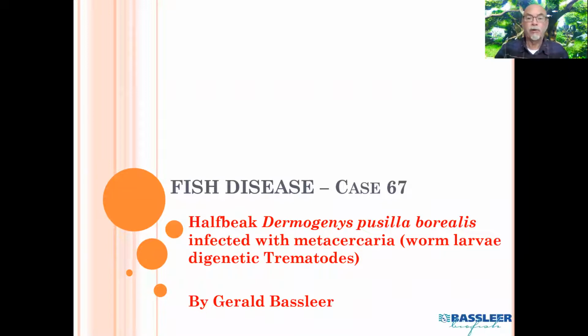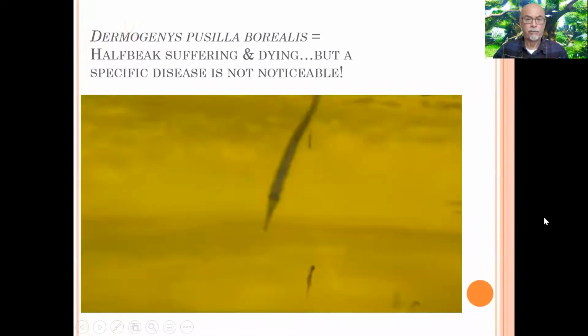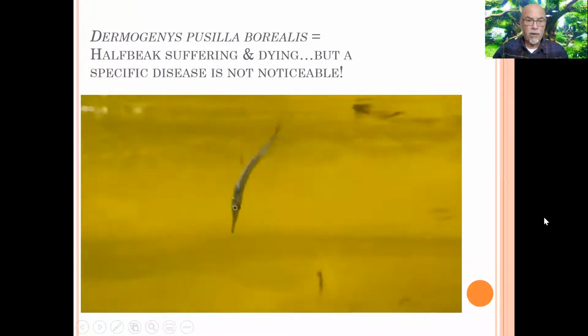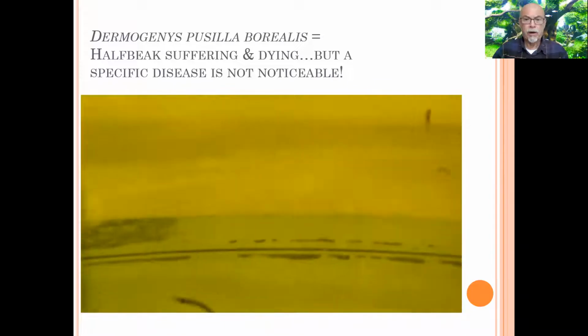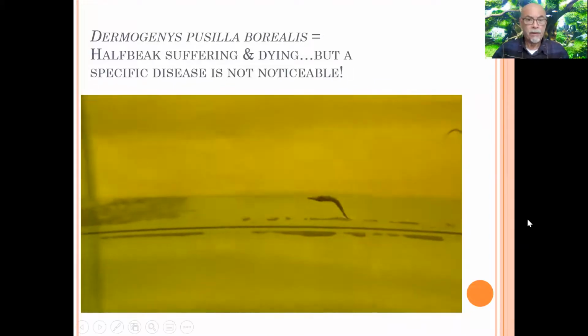Scientific name is the Dermogenys pusilla borealis, which was infected with Metacercaria. Those are worm larvae from the digenetic Trematodes. I'll show you my findings during my observation and the use of my microscope. Here we see them swimming in the water. You see them swimming very regularly, upside down, dying.